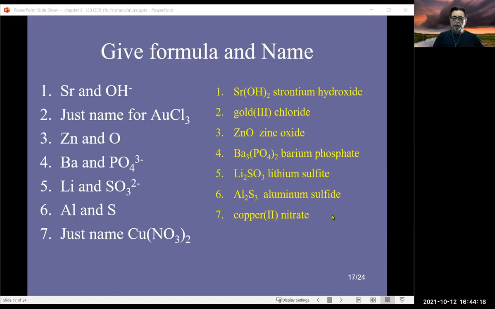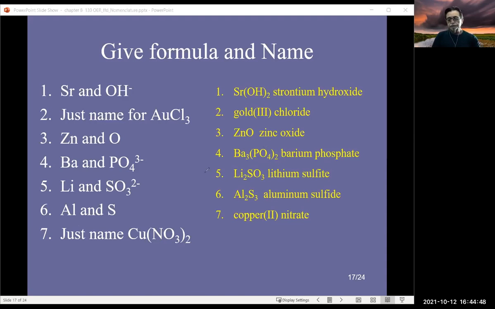All right, well, I'm going to give you the names of these, and here's the answers already. First one's Sr, strontium, and OH is the hydroxide, polyatomic ions. So basically, strontium is a group 2 metal, so it's a +2 charge. And hydroxides are -1. We need 2 of them, therefore we have the formula Sr, parentheses, OH, subscript 2.